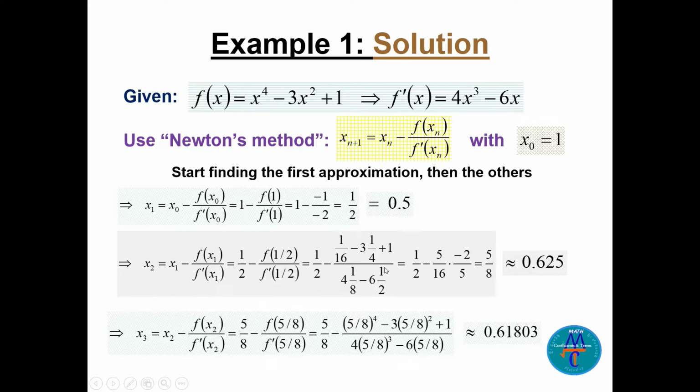Then you have to do it yourself. I put the solution for you. So half minus all this becomes 5 over 16. And this one, minus 5 over 2. When you take the reciprocal here, minus 2 over 5. When you simplify everything, you get 5 over 8. See, this is the second approximation, approximately 0.625. Then you repeat the process for the third time, you will get approximately 0.61. So we are coming close to the solution.